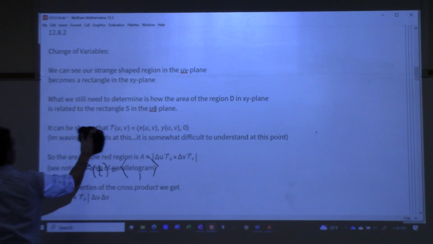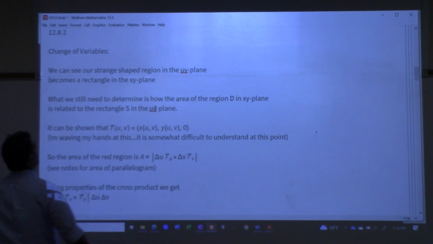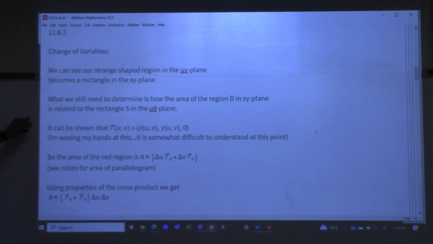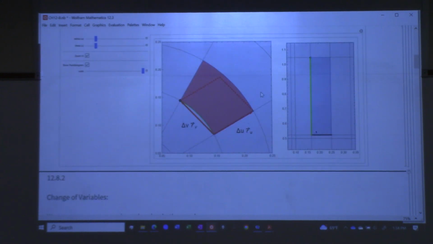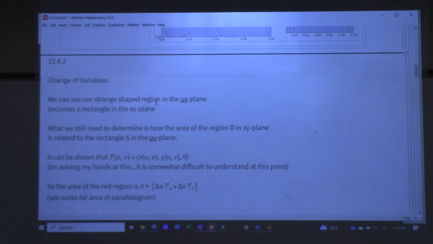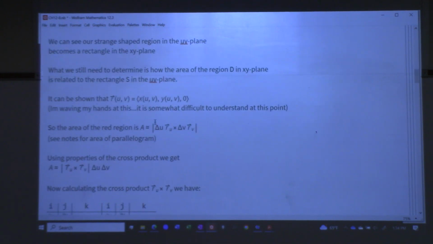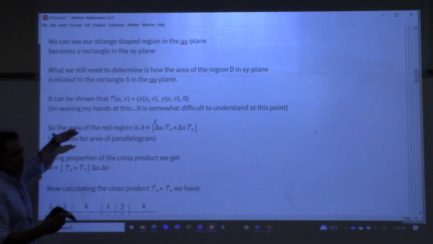we see our strange-shaped region becomes a rectangle in the xy plane. We still need to determine how this area in region D, of region D in the xy plane is related to the rectangle S in the UV plane. So this is the UV plane, this is the XY plane. So this is me basically explaining exactly what I just said about the cross product.